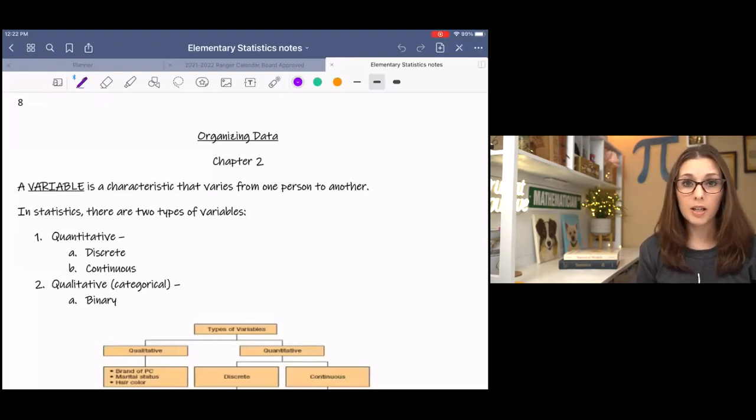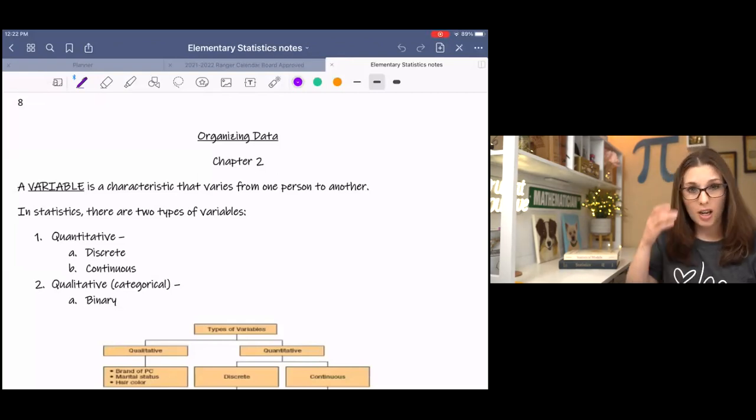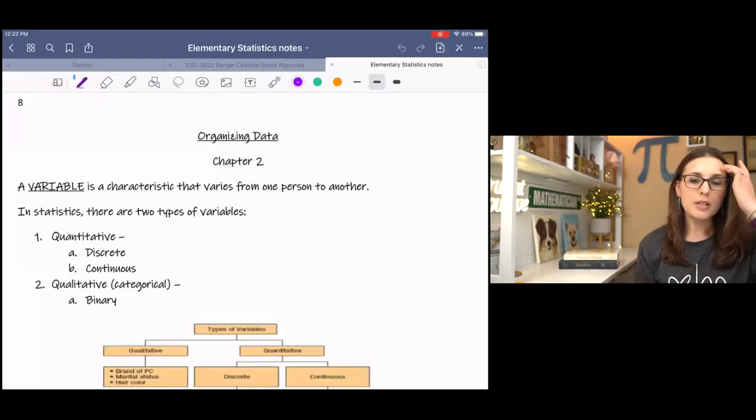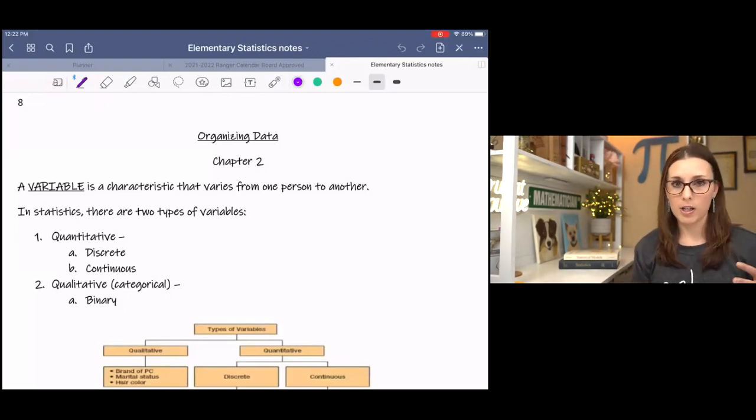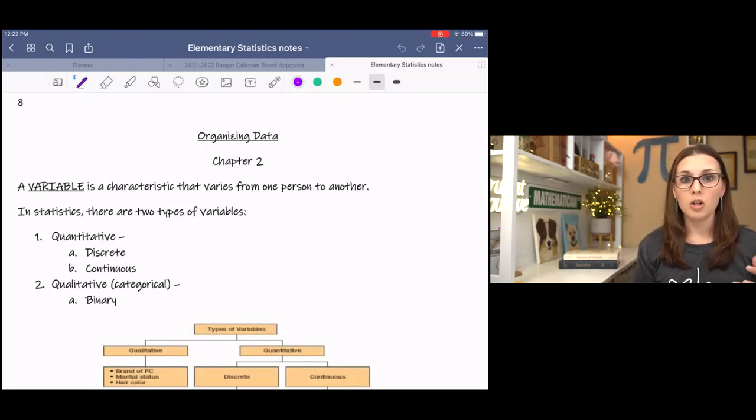There's qualitative and quantitative. You might hear qualitative named categorical, but they mean the same thing. So it just kind of depends on which textbook you're using. A variable is a characteristic that varies from subject to subject or person to person. So variable means change. So what is different from each subject to each subject?